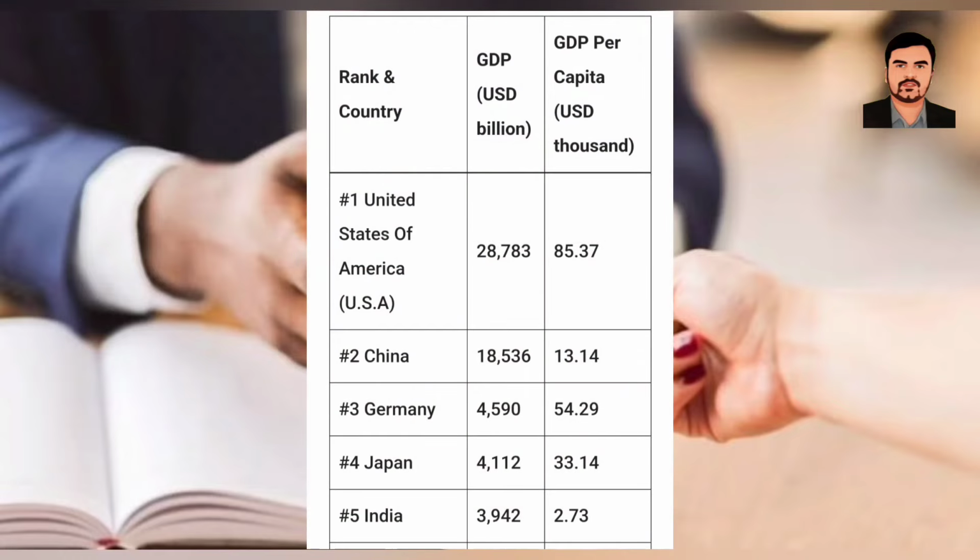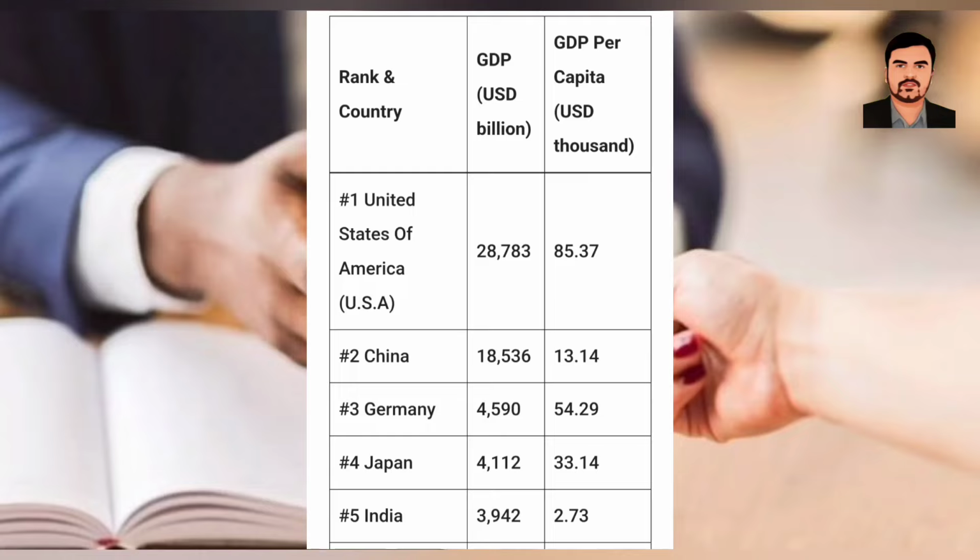GDP of USA is the highest, and it is like 28.7 trillion US dollar. China is 18.5 trillion US dollar. Germany is 4.5. Japan is 4.1. India is around 3.9 to 4 trillion US dollar. And UK is 3.5. So India is on the verge to overtake Japan and then Germany to become the third largest economy as far as GDP value is concerned.